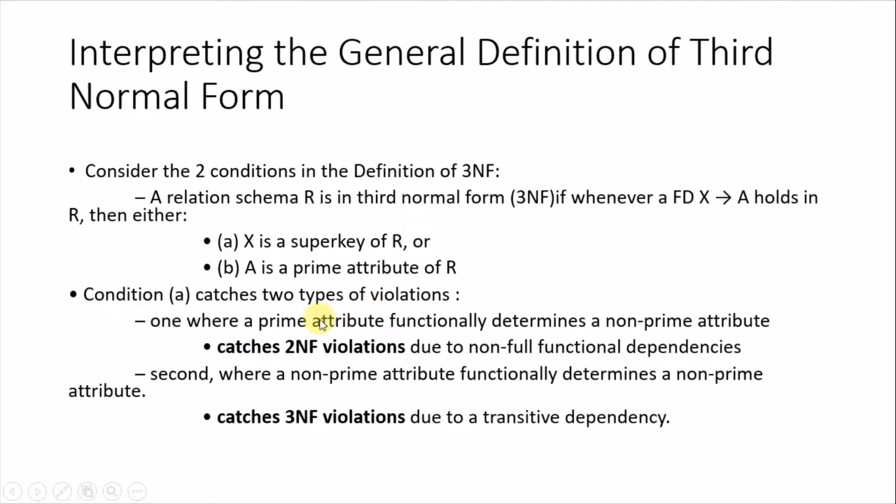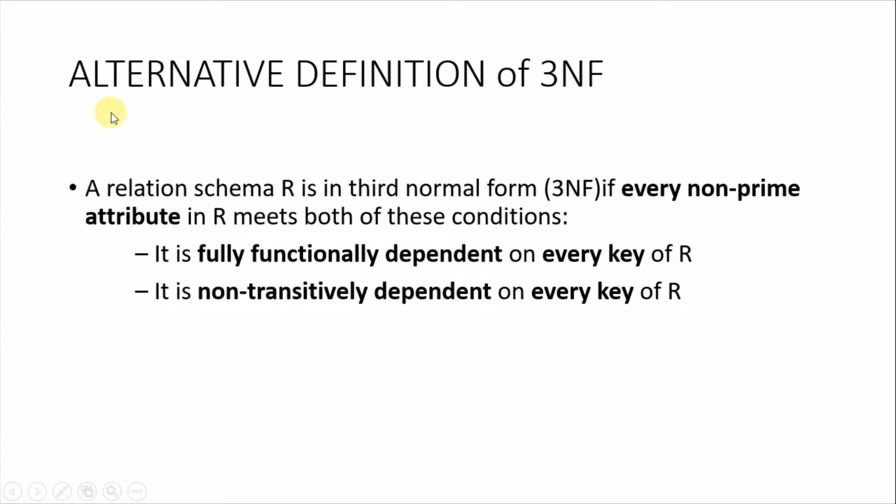And we can have an alternative definition of 3NF also. A relation schema R is in third normal form if every non-prime attribute in R meets both of these conditions: it is fully functionally dependent on every key of R, and it is non-transitively dependent on every key of R. That is an alternative definition for 3NF.